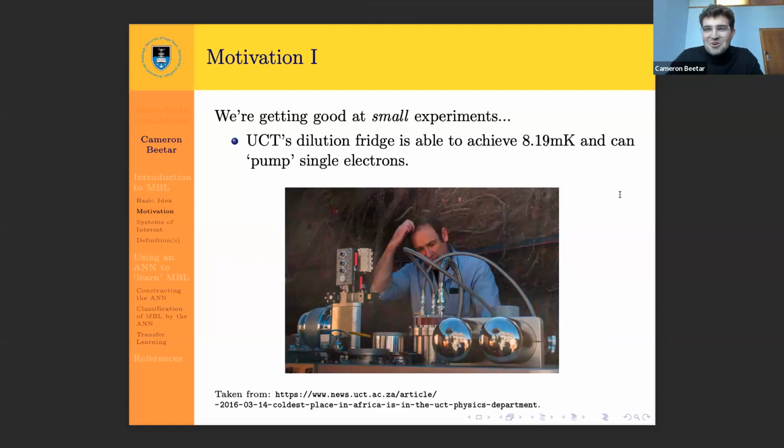Okay, so let's try and motivate why many-body quantum mechanics is interesting. We're getting good at small experiments, and my key example of that is Professor Blumenthal building his dilution fridge, which is at UCT. And here we have very good control over individual particles. So this is single electron control, but our small experiments are getting a little bit bigger.